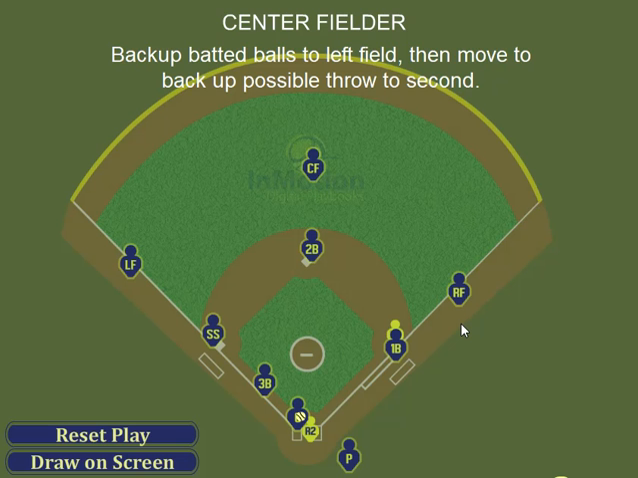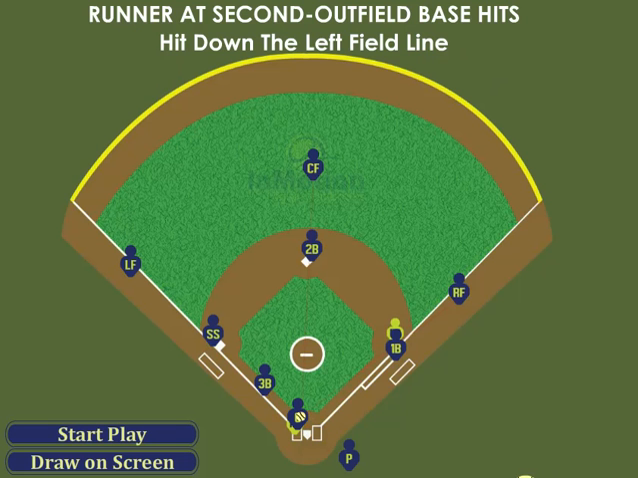Here's how that could play out. As the runner comes into home and the ball is thrown, it could be that that ball is overthrown. It could also be that that ball is just late. And in that case, this run scores easily, and this runner at first could try to take second. That's why it's really important for center field to be up here backing up.